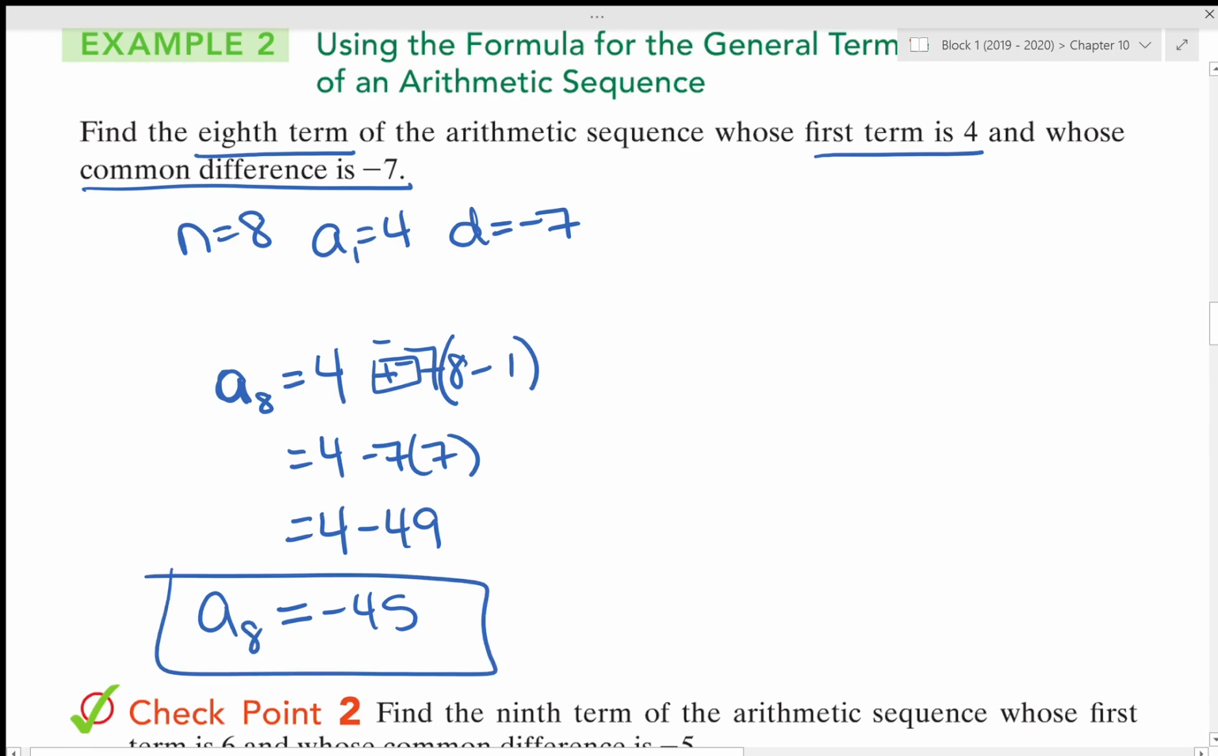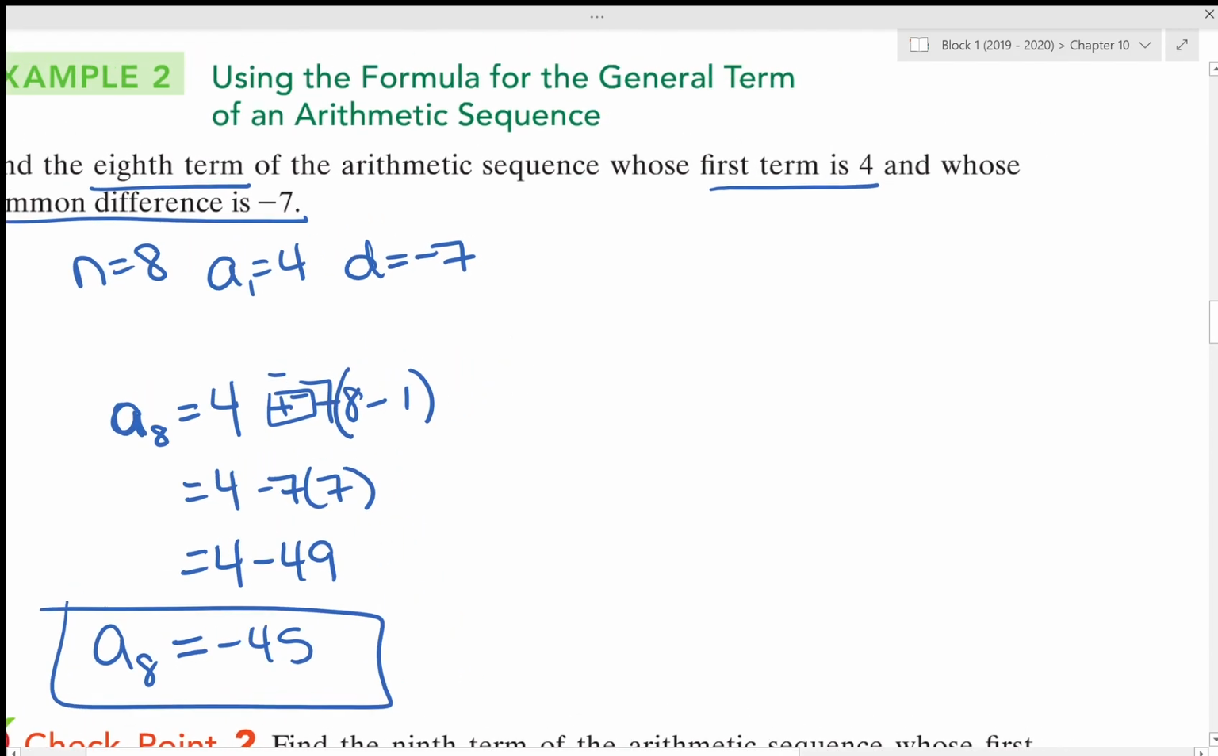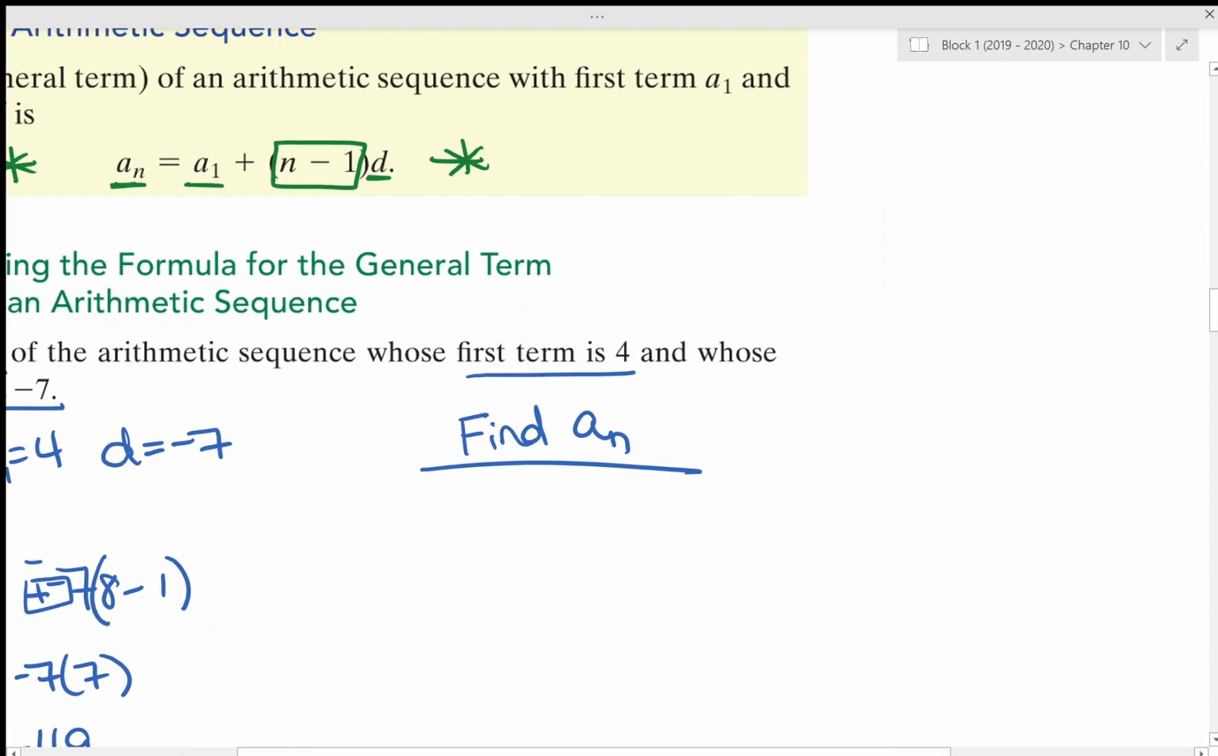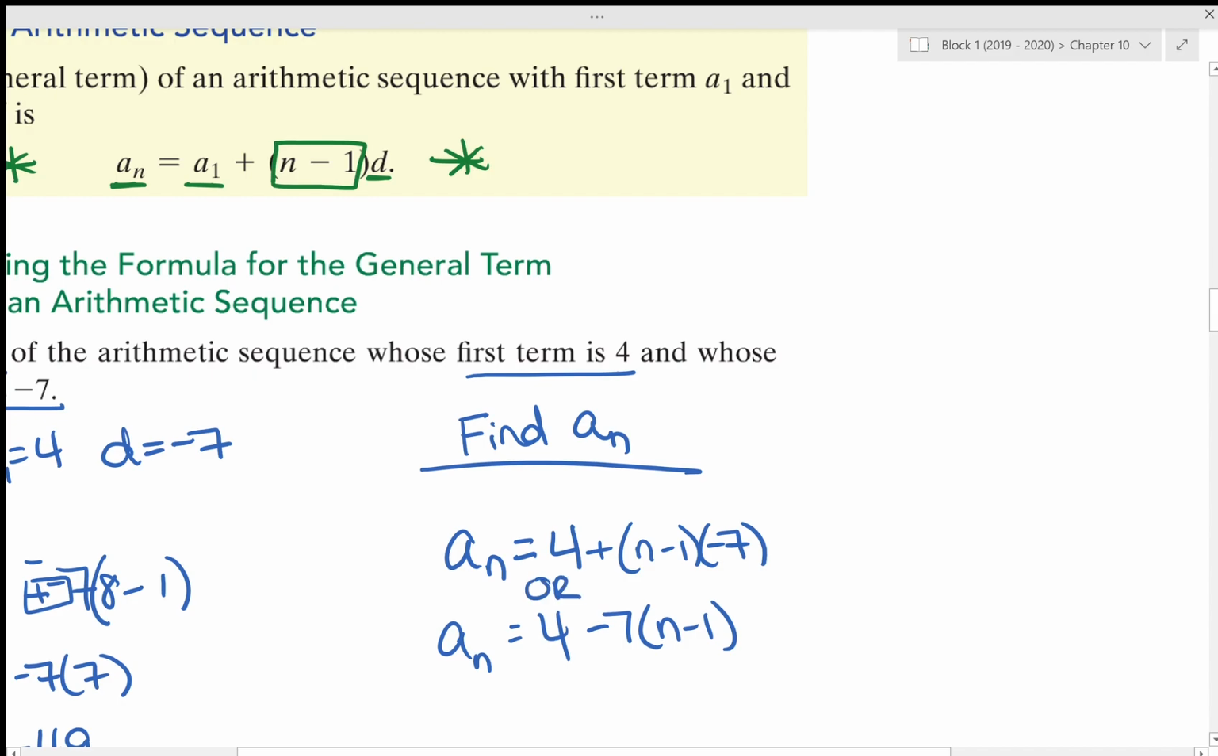Now, something that I may ask you within your homework: if I ask you to just give me the nth term, find a of n, you're just going to write it as a of n equals your a of 1, which in this case is 4. And then you can write plus n minus 1 times negative 7, or you can write it as minus 7 times n minus 1. Either one is fine.